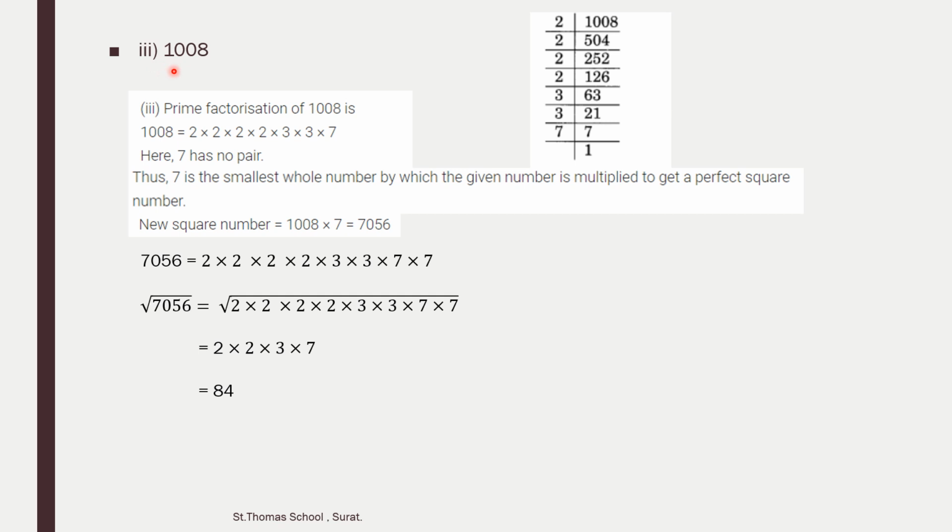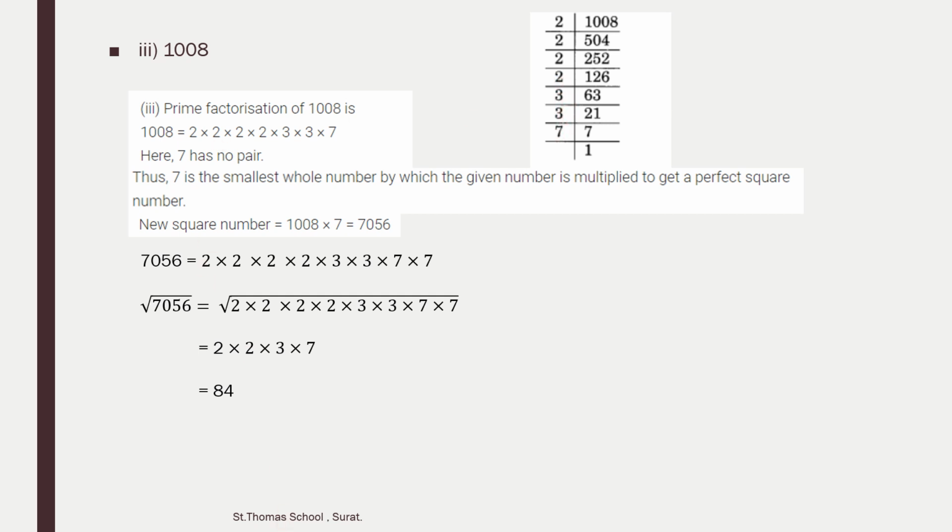Third one, 1008. First you have to find the prime factors of 1008. So first divide by 2, 504. Again divide by 2, 252. Divide by 2, 126. Divide by 2, that is 63. Divide by 3, that is 21. Again divide by 3, 7. Divide by 7, that is 1. So what is the prime factorization of 1008? That is 1008 is equal to 2 multiplied by 2 multiplied by 2 multiplied by 2 multiplied by 3 multiplied by 3 multiplied by 7.